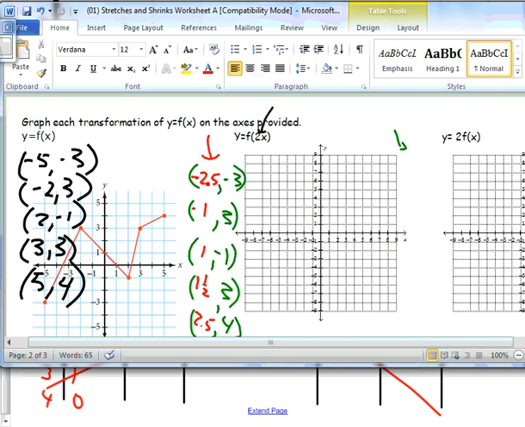You can try to do this freehand, but I'm telling you, it's really hard to scrunch a squiggly line drawing down freehand. It's much easier to take your points, thank you very much, and rewrite those points. All right, so negative 2.5 and negative 3 would be there. And negative 1, 3 would be there. And 1, negative 1 would be there. And 1.5 comma 3 there. And last is 2.5 comma 4.